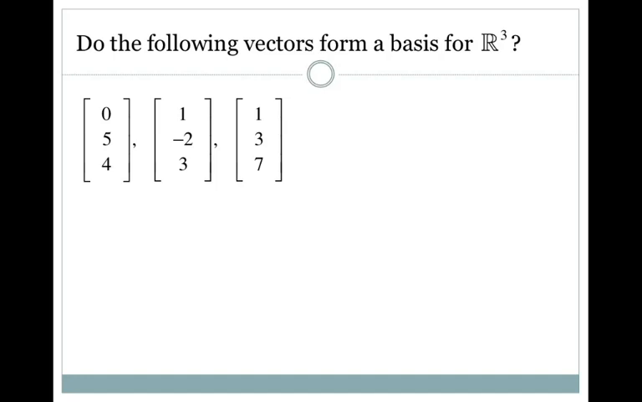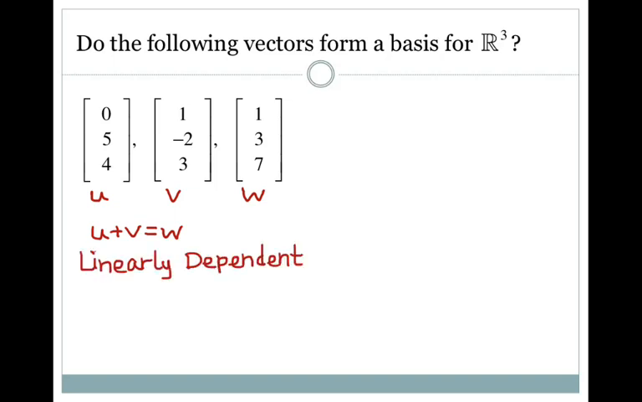Okay, here's a different set of 3 vectors. We're going to perform the same check on these. So I'm going to start by putting them into a matrix. I'm going to call them U, V, and W. And actually, if we look at this, we can see visually that U plus V equals W. And so automatically we know that these vectors are linearly dependent, meaning that they cannot be a basis for R3 because it fails that criteria.